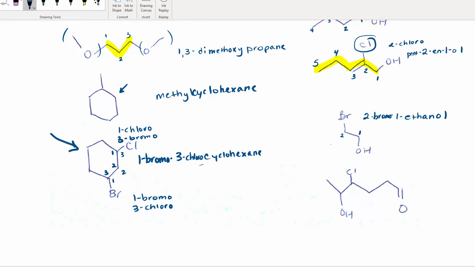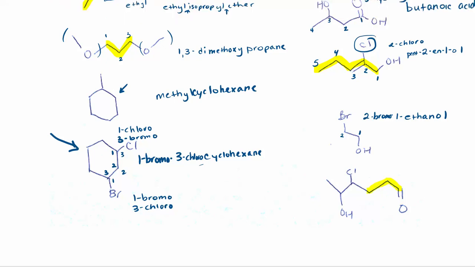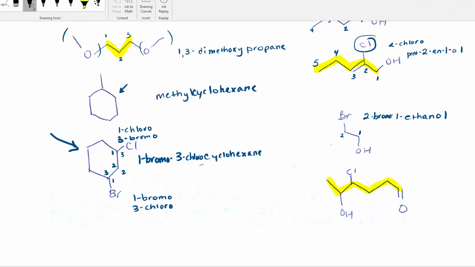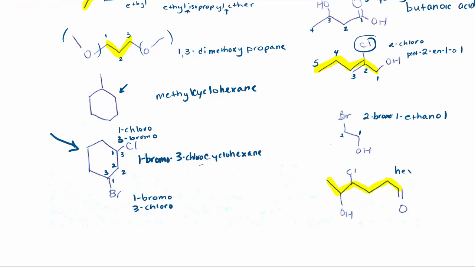And here we have a longest carbon chain. We have an aldehyde group. So 1, 2, 3, 4, 5, 6 carbons. So we would call that hexanal. This is carbon 1, so this is 4 and 5. We have a 4-chloro and a 5-hydroxy. And that's going to be the alphabetical order because C comes before H. So this would be 4-chloro, 5-hydroxy, hexanal.